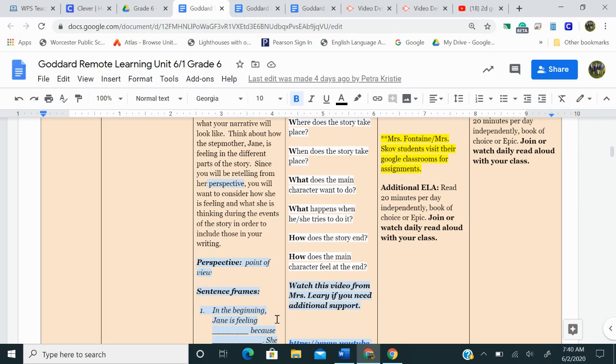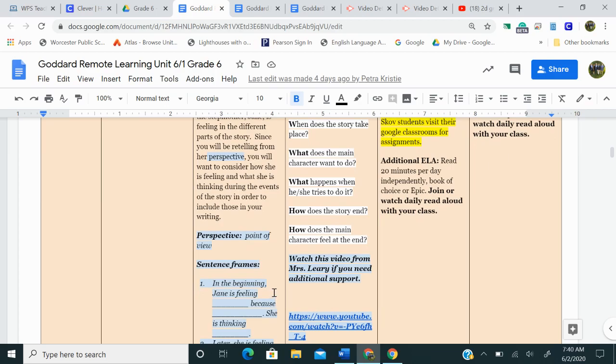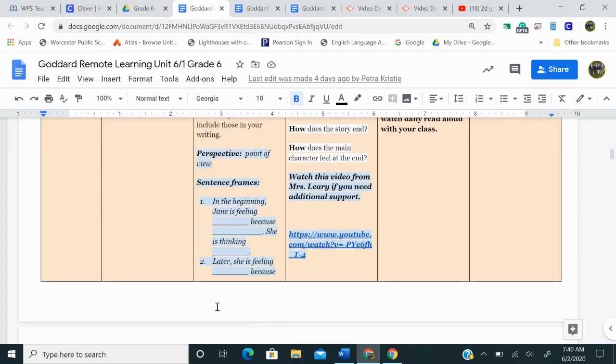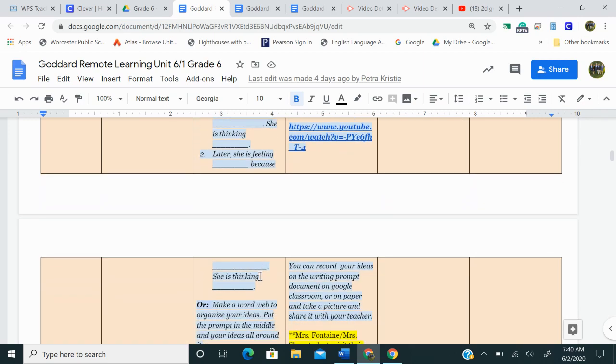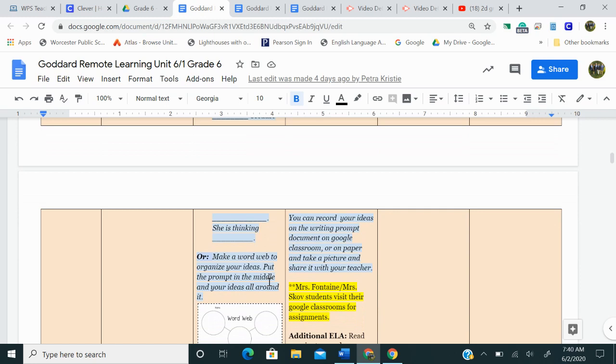Here are some sentence frames to help you out. 1, in the beginning, Jane is feeling blank because blank. She is thinking blank. 2, later, she is feeling blank because blank. She is thinking blank.